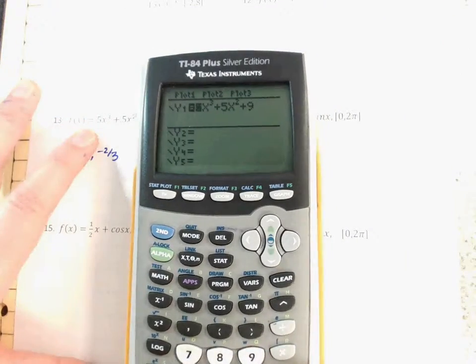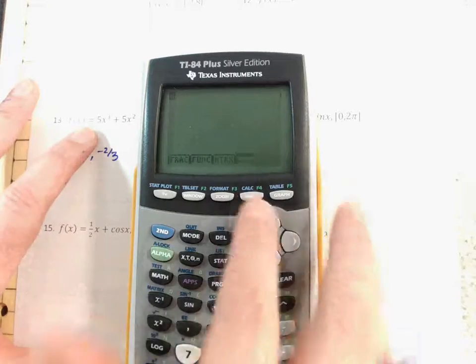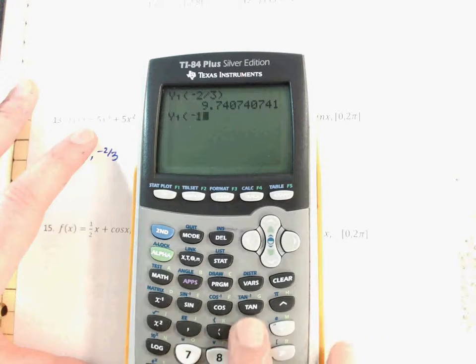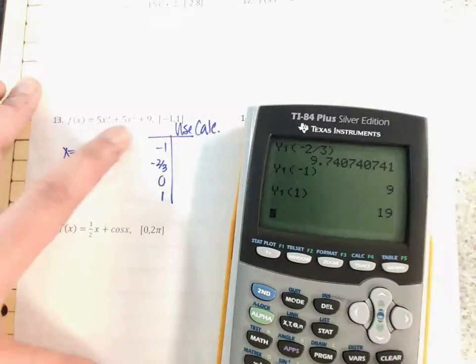So I already have this one typed in. Remember that you can do this. Alpha trace, y1, and then plug in negative 2/3. If it's a number not in the table, like pi/6 or pi/4, you hit alpha trace y1, and then you just put the number you want in parentheses. So alpha trace, what else was I plugging in? 1. And then 0, I already know, if it's 0 plus 0 plus 9, it's going to be 9.